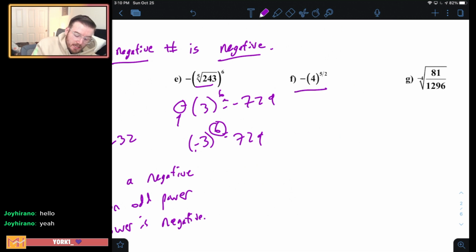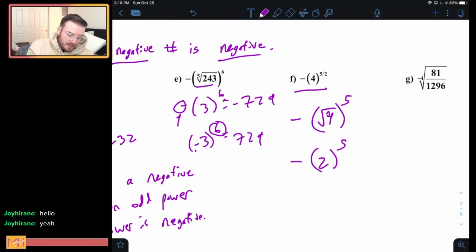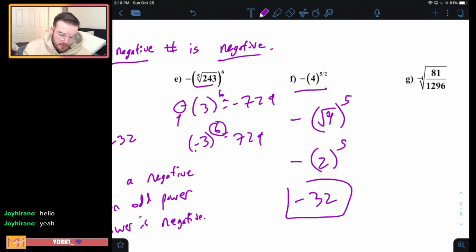Same thing is happening here, right? This would be written as the square root of 4 to the 5th, like that, right? That negative is not attached to the 4. It's on the outside. So the square root of 4 is 2. 2 to the 5th is 32. So in the end, I have -32.